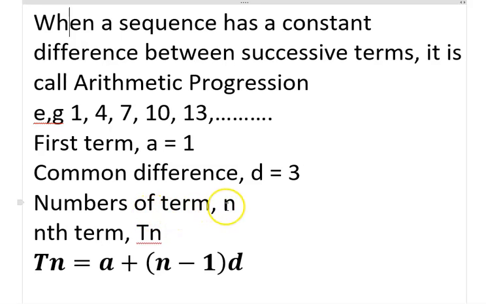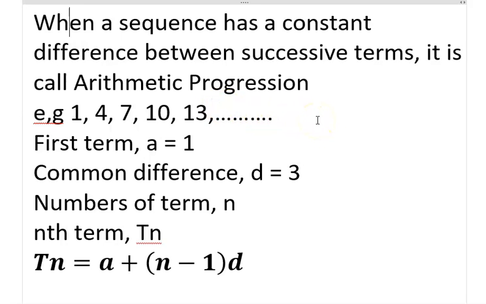The number of terms, we represent it as N. It depends on the number of terms we are looking for. This is the first term, second term, third term, fourth, fifth, sixth, seventh, eighth, like that. In this sequence, if you are asked to look for the fourth term, 1, 2, 3, 4, the fourth term will be 10, because if you are adding 3 each time, the fourth term you will come across is 10. They may ask you to look for the 17th term in this sequence, so you'd be adding 3, 3, 3, 3.